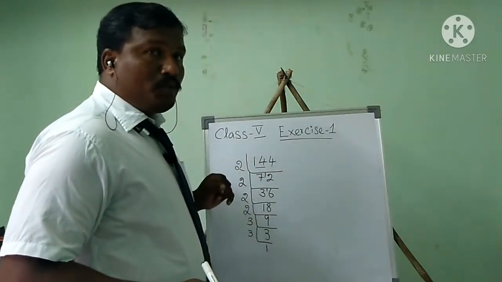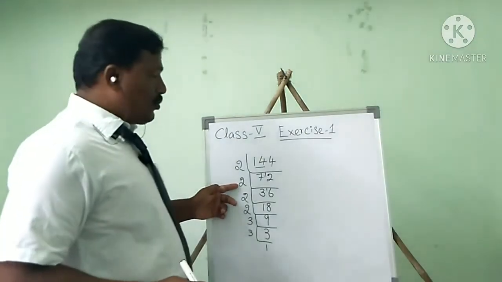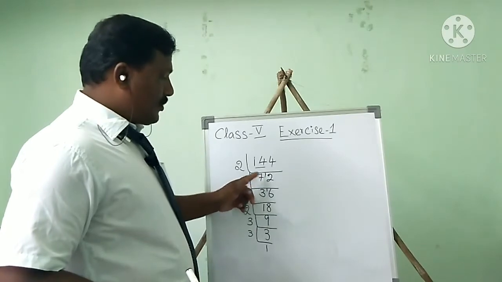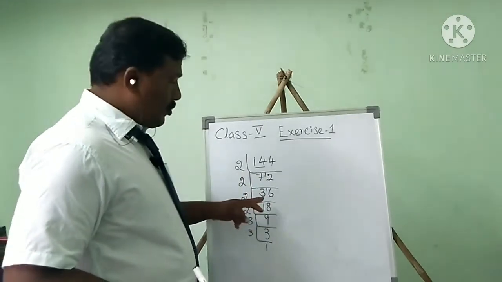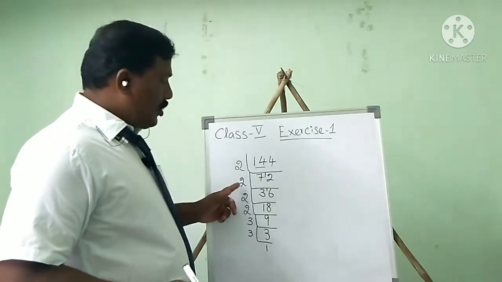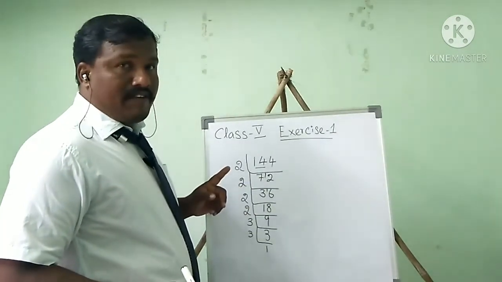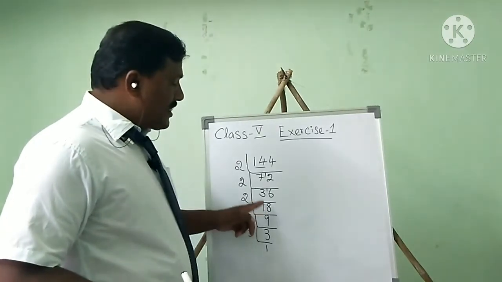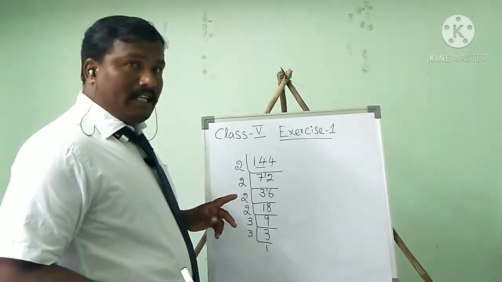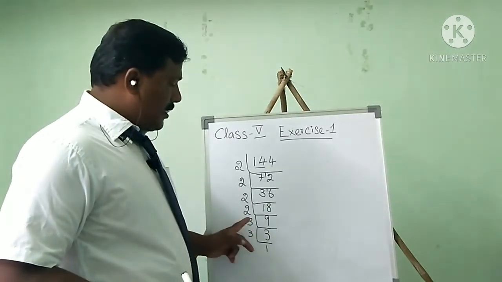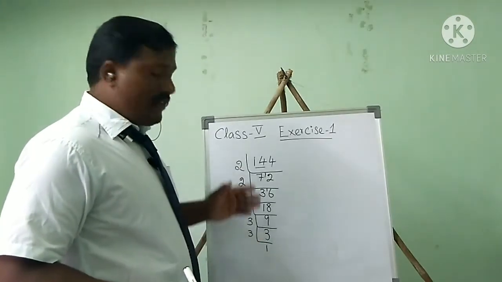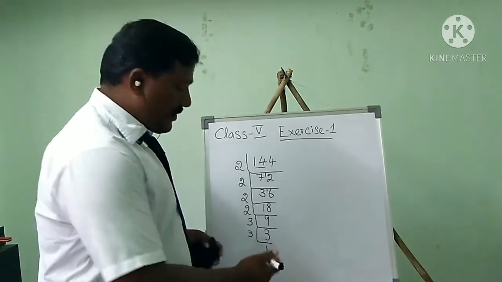Again I will divide by 2. So 2 3s are 6. Remainder 1. So 6 2s are 12. So 36. You can say like this: 2 into 36 is 72. 2 into 18 is 36. 2 into 9 is 18. Okay. 3 3s are 9. So 3 1s are 3. Okay. We cannot proceed after this one.